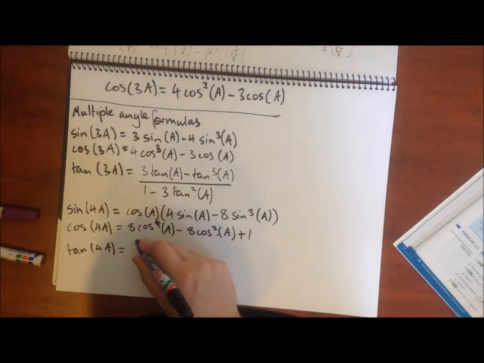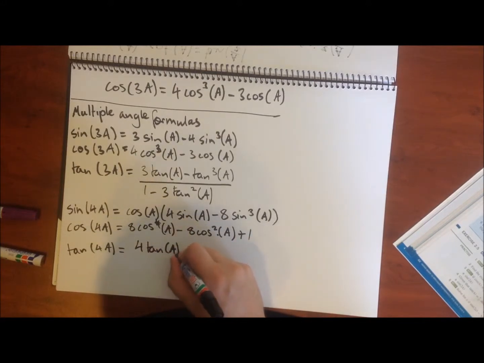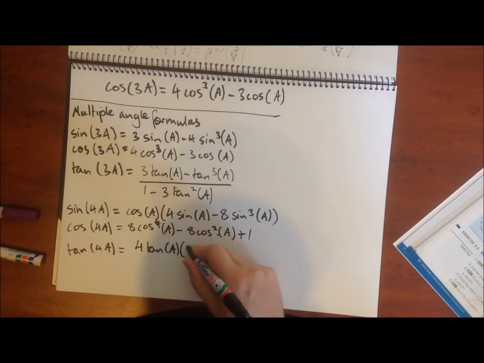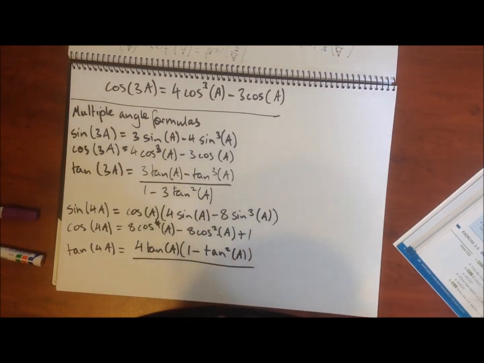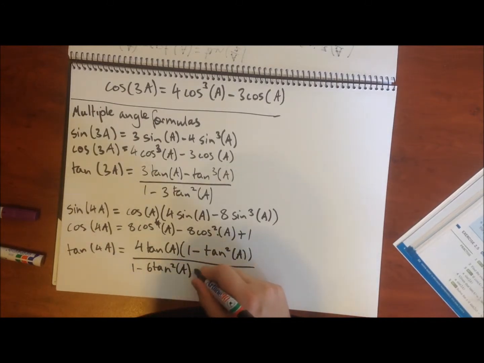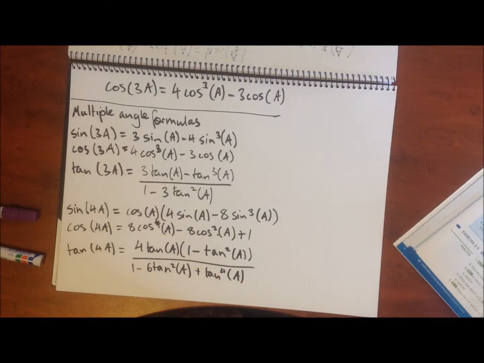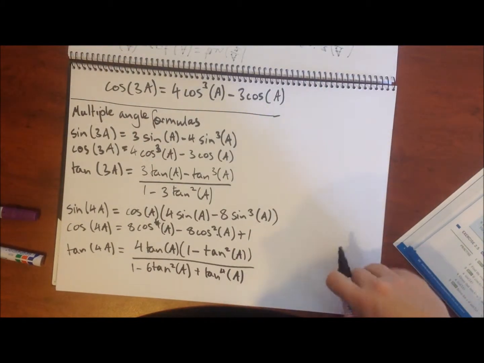Okay, and tan of 4A, and you might have been able to guess that this doesn't look very nice. That's 4 tan of A, okay, 1 minus tan squared of A, divided by 1 minus 6 tan squared of A plus tan to the 4 of A. So it certainly isn't a pretty one, okay, but we can use it to solve this. So I might just flick over the page, running out of a bit of room here.